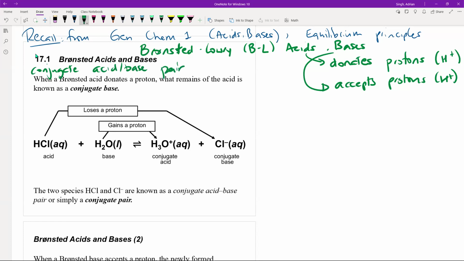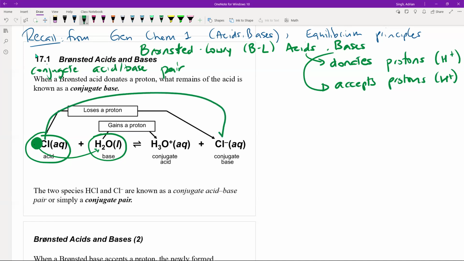So for example, if we have this acid here, hydrochloric acid, and we put it in some water, H2O, what can happen is this HCl donates this proton, the H plus. And where does that H plus go? Well, the only place for it to go would be to the other thing present, which is the water. So in this case here, the HCl is acting as the acid, and the H2O is acting as the base. Well, what the HCl becomes after it loses that proton, it becomes Cl minus, the chloride ion, and we refer to that as the conjugate base of HCl.